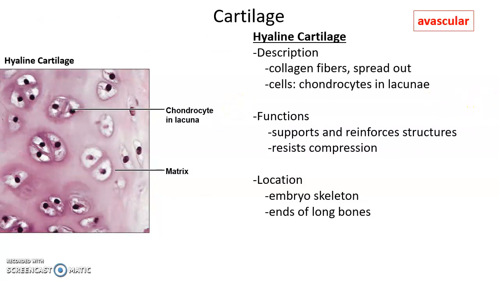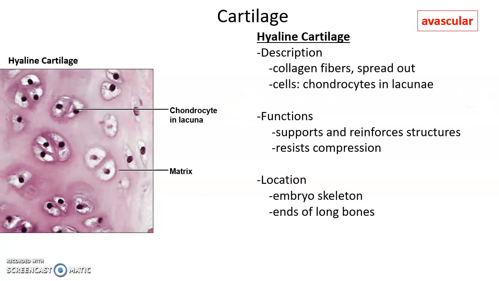Moving on to cartilages. An example here is hyaline cartilage. Hyaline cartilage is avascular, does not have blood vessels. You can see vaguely there's a little bit of collagen fibers. You can't really see them that well. They're spread out. And there are little spaces called lacunae. In each lacuna, you'll find a chondrocyte or cartilage cell.